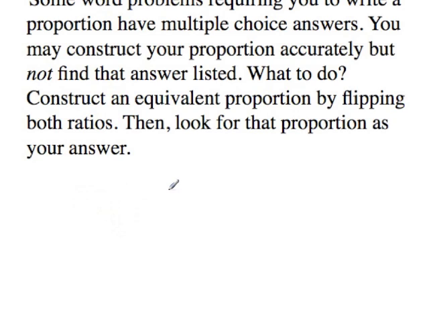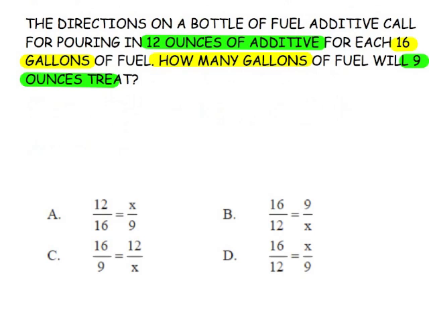The point of this is that sometimes you've got word problems that ask you to set up and get a multiple choice answer. You might set up your proportion accurately, but you're not going to find your answer in that particular order listed. So what you need to do is flip around your proportion until you find a proportion that matches a multiple choice answer, like this.